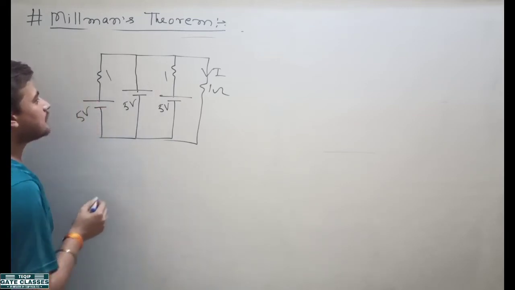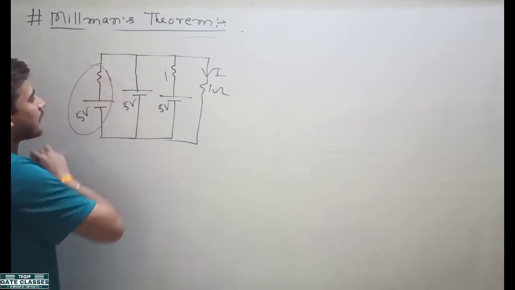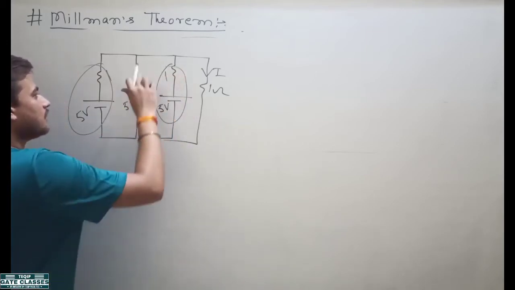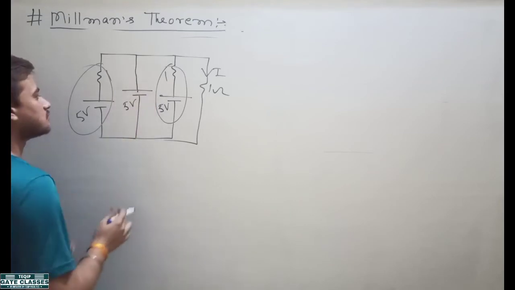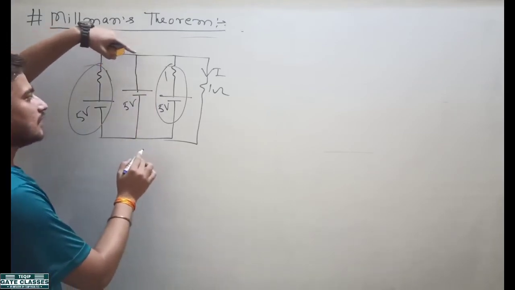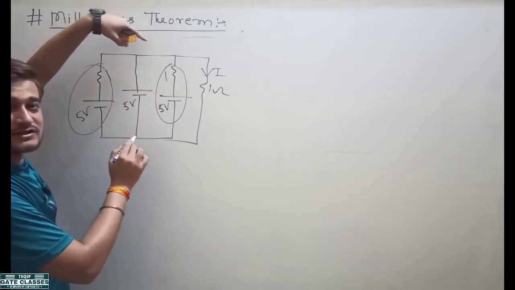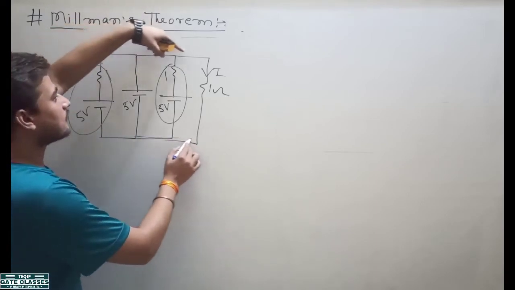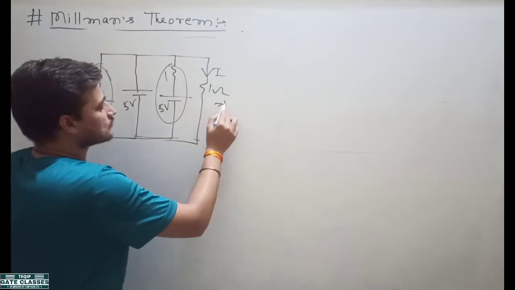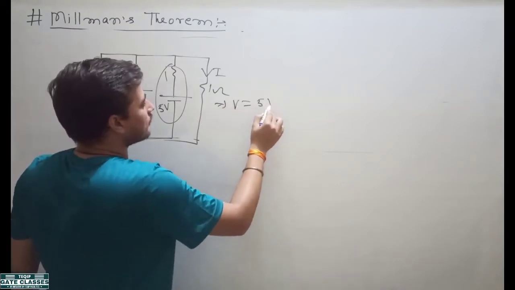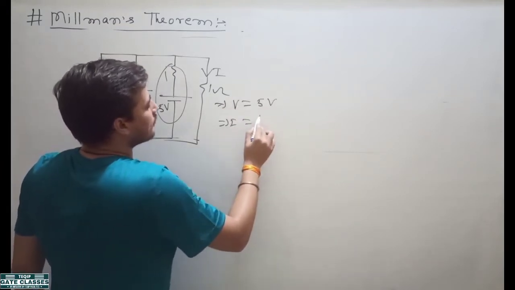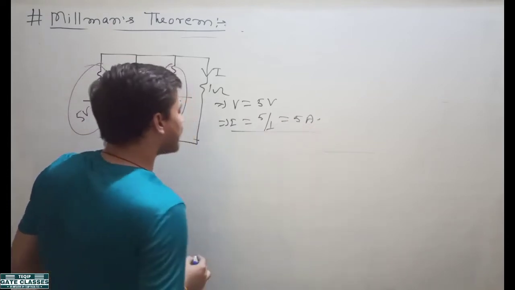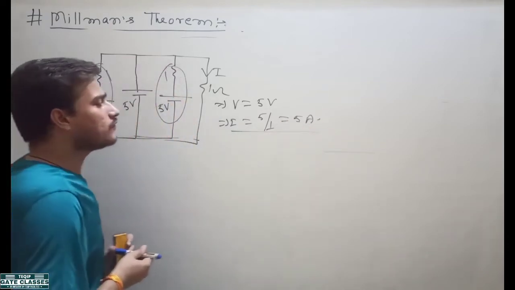Here you see that there is a practical source, there is another practical source, but here it is an ideal source. So what is the job of an ideal source? Its job is to maintain constant terminal voltage across the load. So it will maintain the voltage of 5 volt. Here you will write V equal to 5 volt. So current will be equal to 5 divided by 1, that means 5 ampere. You will directly write the current equal to 5 ampere.